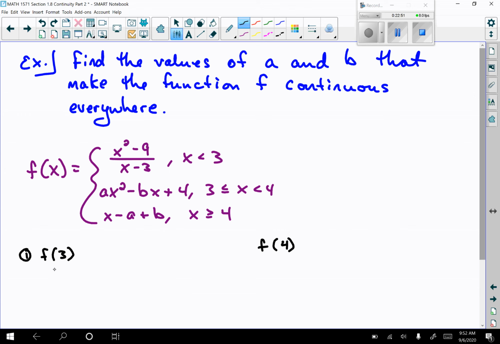All right, so for f of 3, I'm going to use the middle expression here because that's where x could be equal to 3. Careful here, because we still have an a and a b. So a times 3 squared gives me 9a, minus b times 3, so minus 3b, plus 4. So that's what f of 3 is equal to. And for f of 4, I'm going to use the bottom one here because that's where x is equal to 4. So I'm going to have 4 minus a plus b. Those are the expressions to help us figure out f of 3 and f of 4.